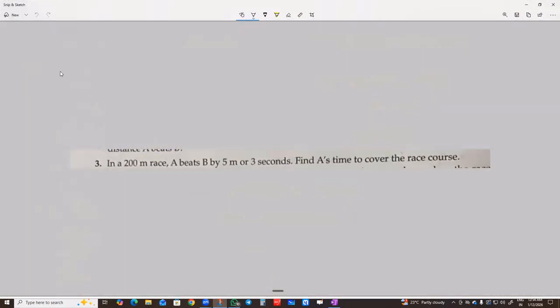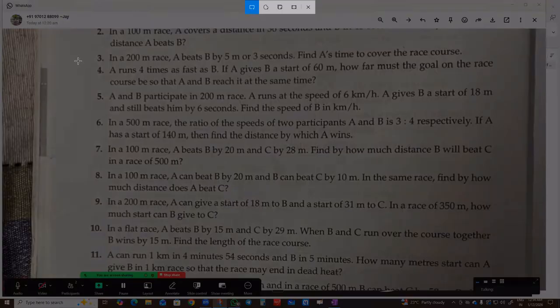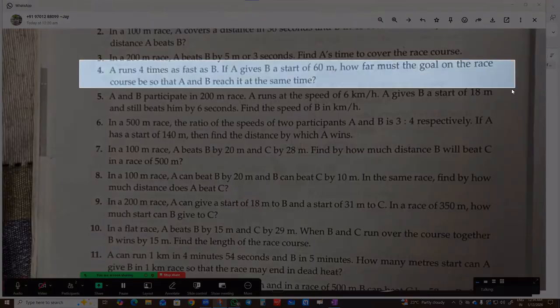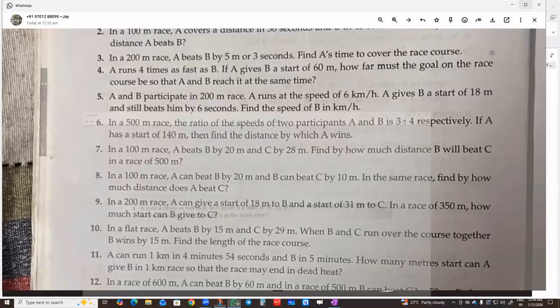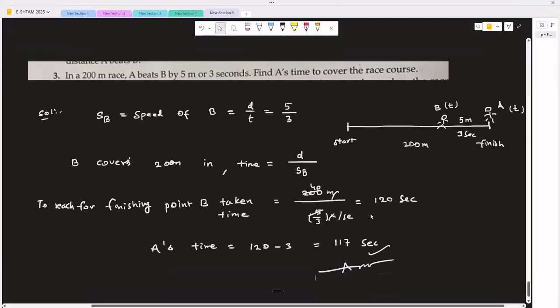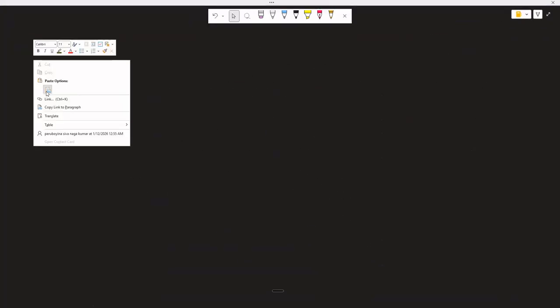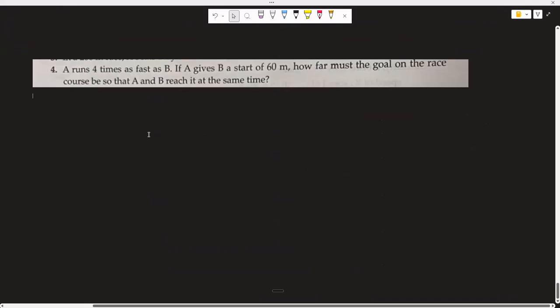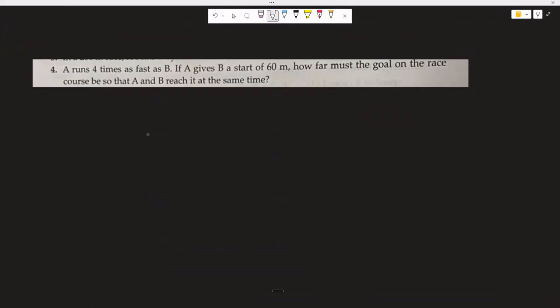Problem number 4. A runs 4 times as fast as B. If A gives B a start of 60 meters, how far must the goal on the race course be so that A and B reach it at the same time?